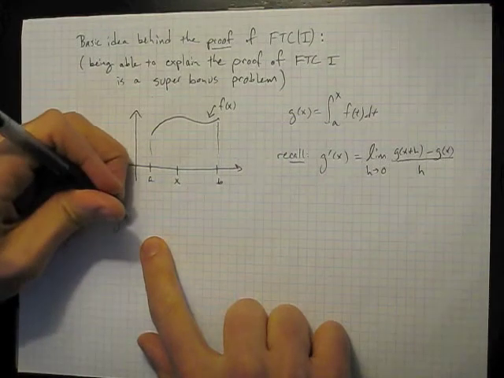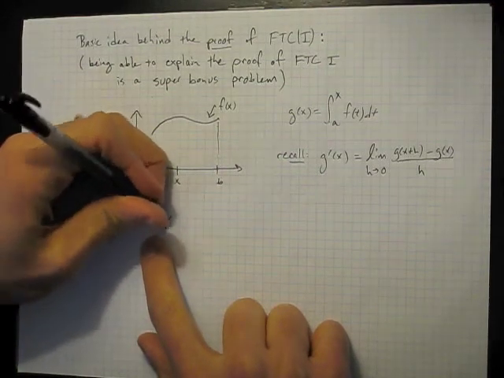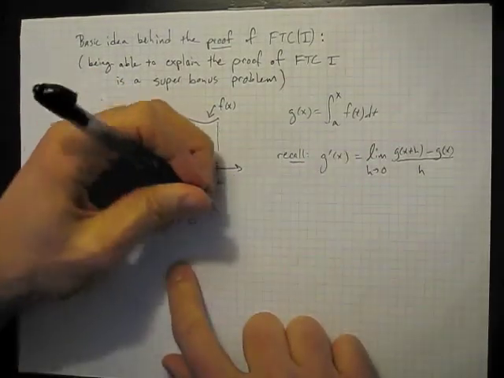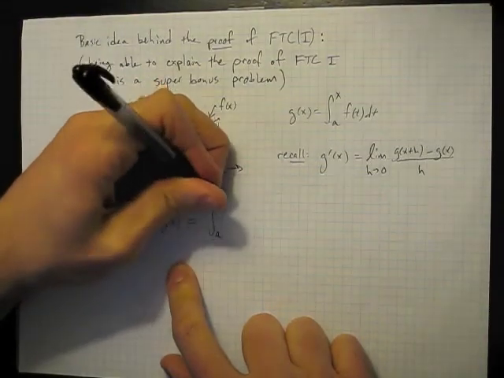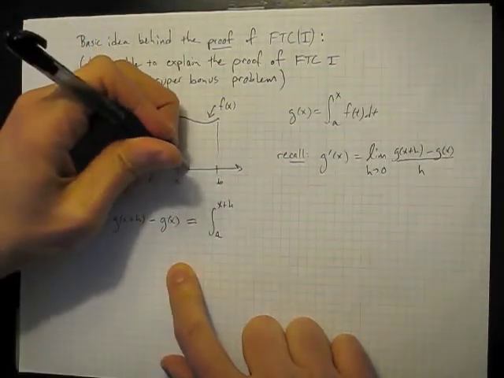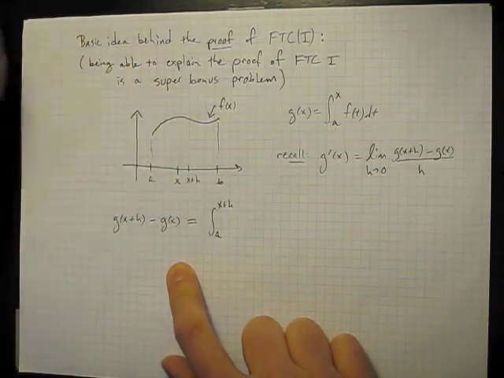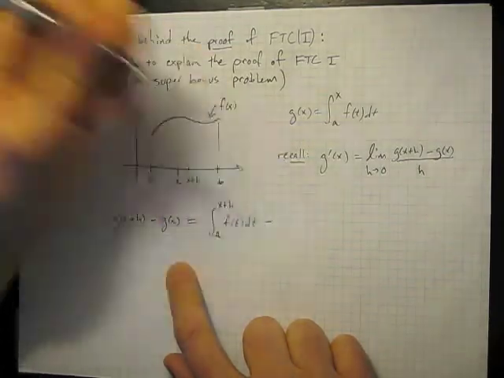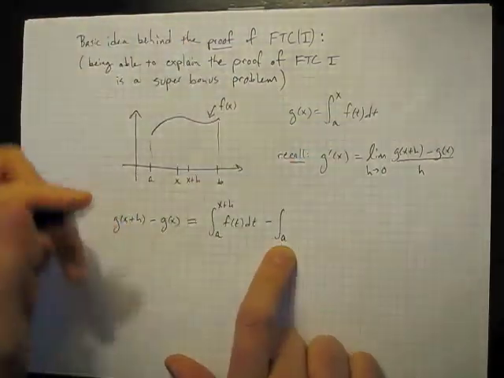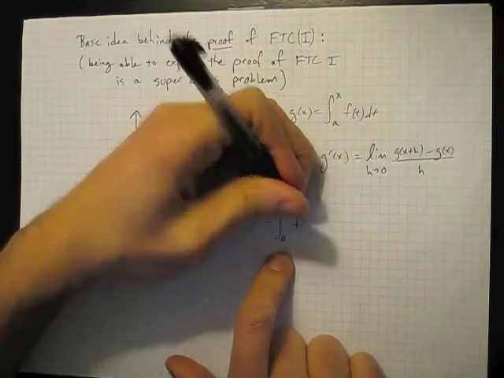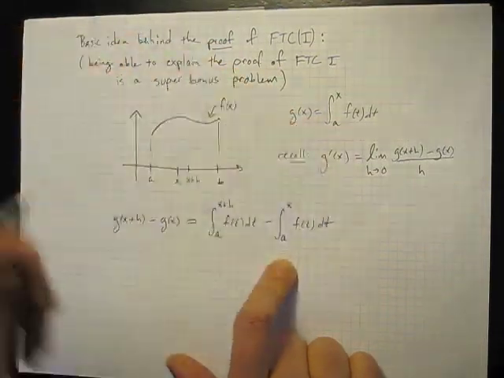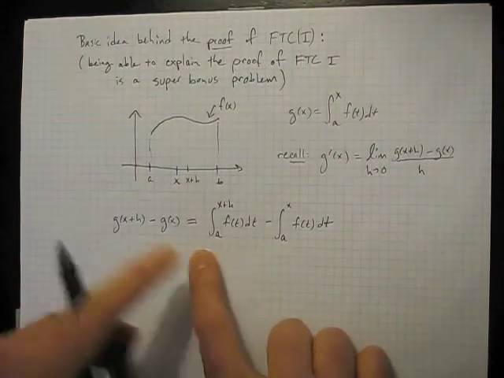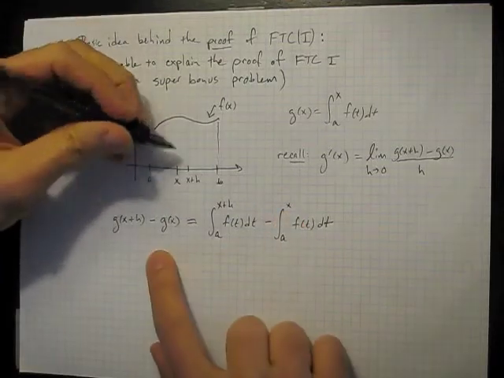So what is g of x plus h minus g of x? All right, let's write this down using the definition of g. So this is the integral from a to x plus h of f, minus the integral from a to x of f. Maybe we'll put x plus h here on the graph as well. Okay, so think about this in terms of the areas here.